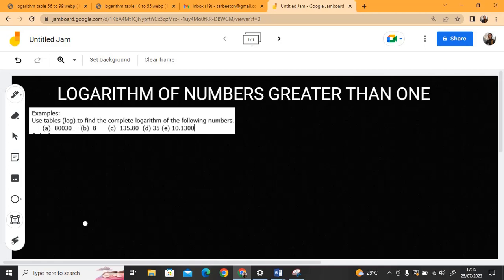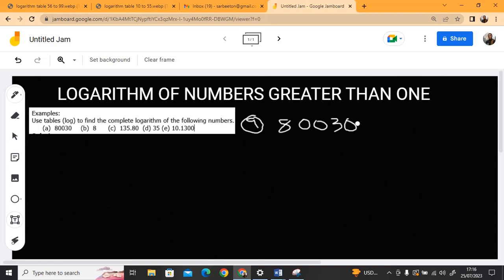Now first thing is that based on our previous knowledge, this number one, let me write on the screen. So we have a. This a they said is 80030. They asked us to find the logarithm of this. Now before you do anything first, you must convert this thing to standard form.